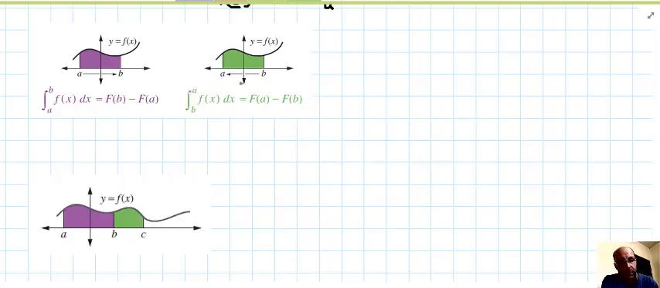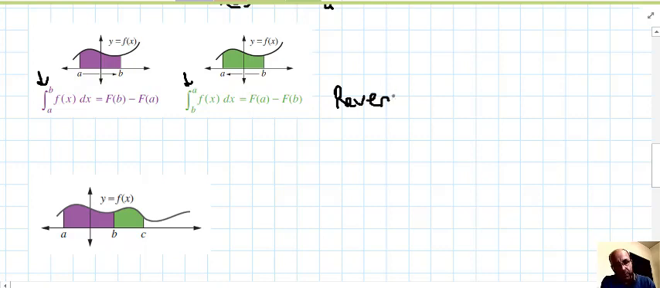Another similar result occurs when we compare the purple graph and the green one. What have we done? Well, a is smaller than b in both, and f of x is above the x-axis in both. But this one's called reversal of limits, because if you look at the summation symbol there, the limits have been swapped around.